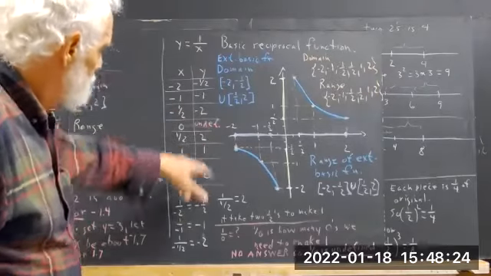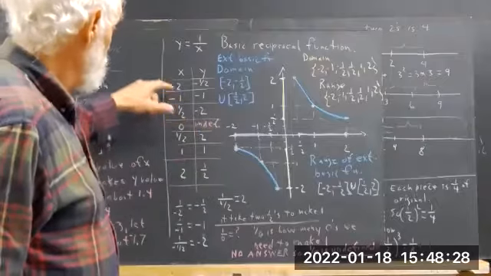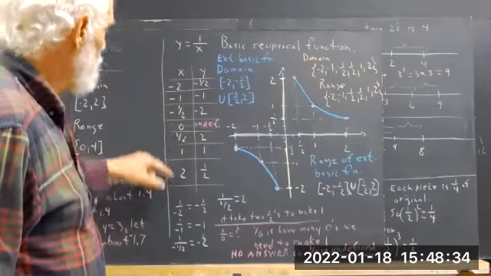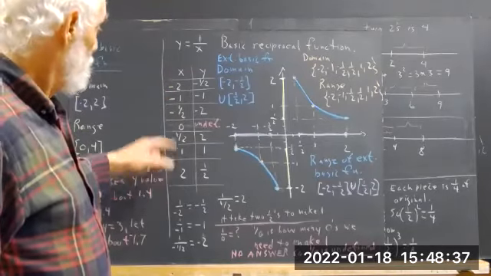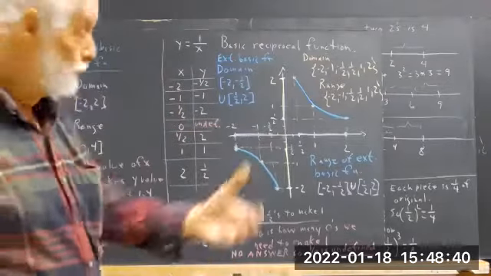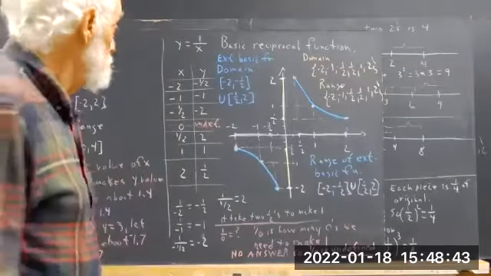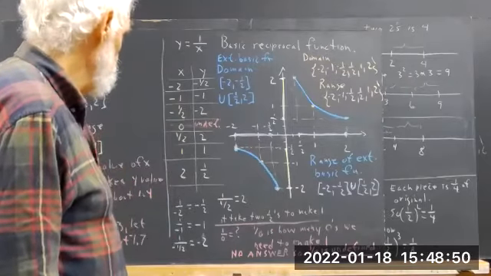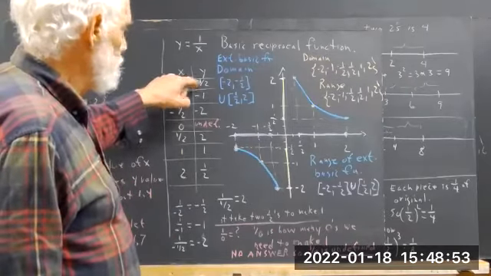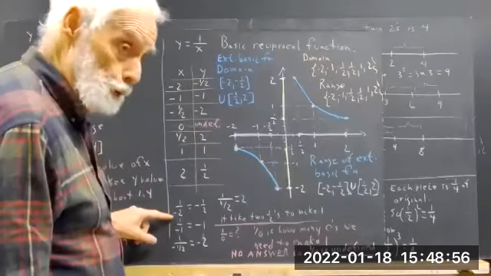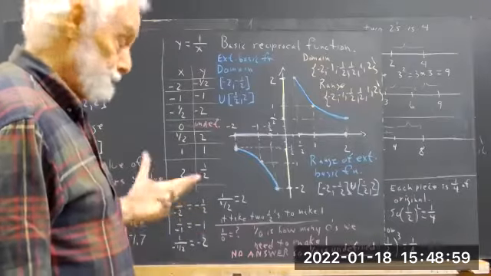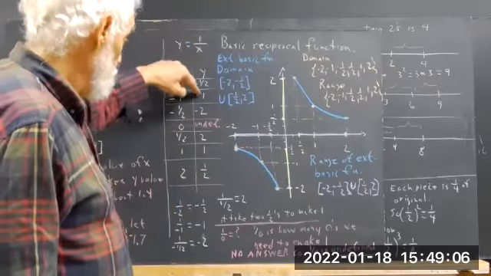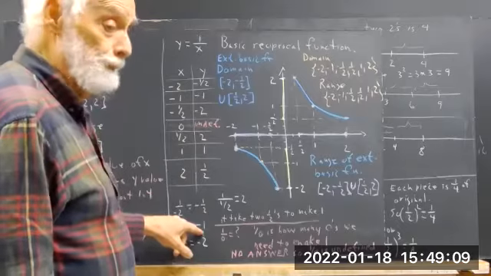We pretty easily can calculate the y values for our usual x values. Incidentally, all the basic functions start with these same 7 x values. And then if we have to exclude one or more of those values for one reason or another, we do. Okay, so let's just talk about how we evaluate these. If x is negative 2, y is negative 1/2. Why is that? Because 1 over negative 2 is just negative 1/2. Okay, and if x is negative 1, 1 over negative 1 is negative 1.